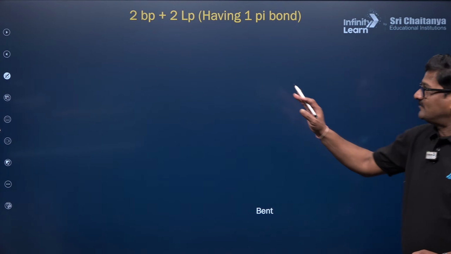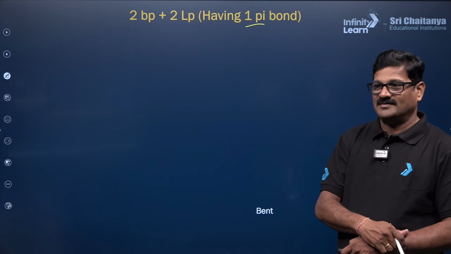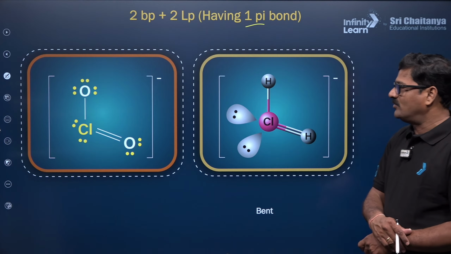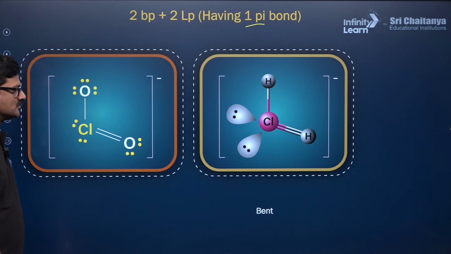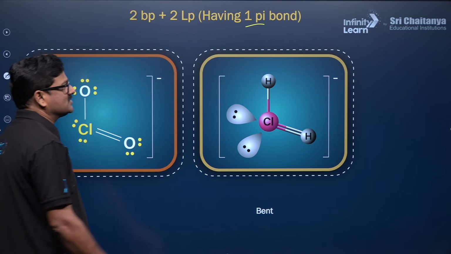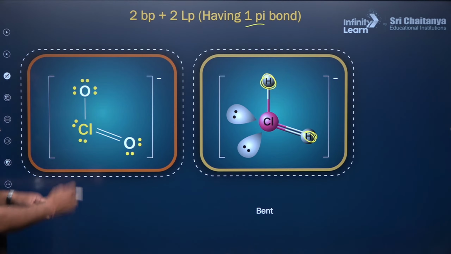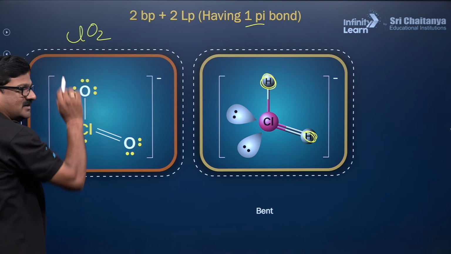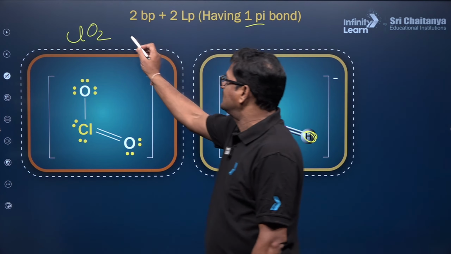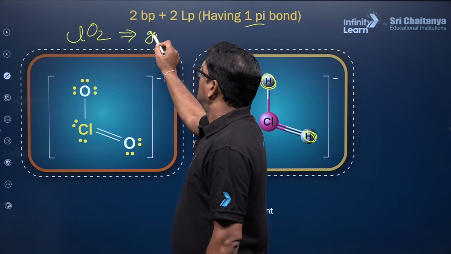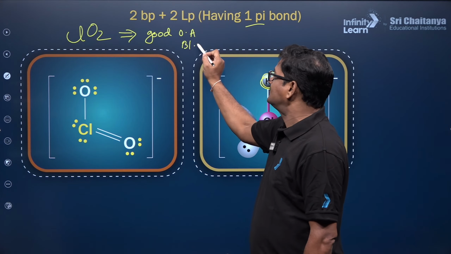Anyways, this time 2 bond pairs and 2 lone pairs, but I just want to introduce you 1 pi bond. So when you introduce 1 pi bond, it is going to be ClO2, a very good oxidizing agent. ClO2 is going to be a bent shape. This ClO2 is going to be a good bleaching agent. It is used in the paper and textile industry, mostly in the paper industry. Good oxidizing agent, OA stands for oxidizing agent. It also acts as a bleaching agent.